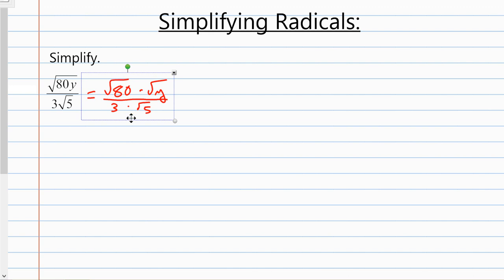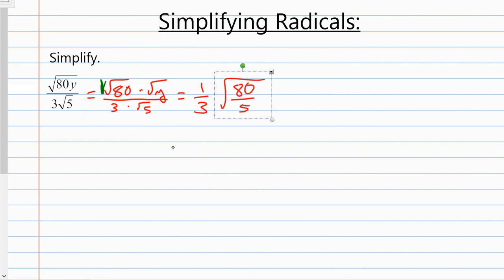Now the 3 is already outside the radical, so I'm actually going to move that all the way to the front. That 1/3, there's a ninja 1 right out front. So this 3, I'm just going to pull it as a 1/3 all the way to the front. And what that will allow me to do is group my 80 and my 5 together under one radical, because I'm allowed to push 2 radicals together if I want to. And then I'd still be left with my square root of y out front, or in the back.